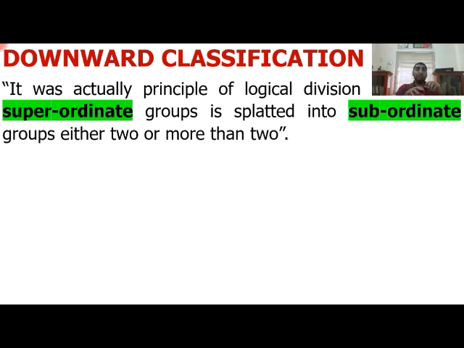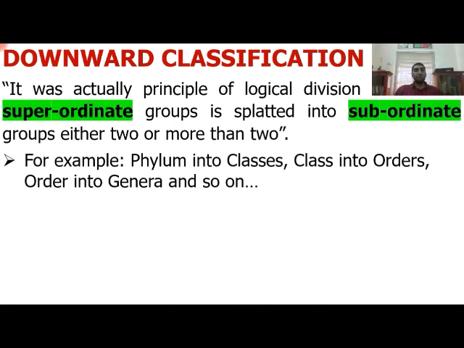Animalia is further divided into two main groups, vertebrata and invertebrata. Again, let's talk about the vertebrata. Vertebrata is again divided into five classes: class Pisces, class Reptilia, class Amphibia, class Aves, class Mammalia, and so on. Class Mammalia is further divided into orders, orders into families, families into genera, and genera into species. So we come from the top to the bottom, from domain and kingdom and so on down to the species level. I mean, phylum into classes, classes into orders, orders into families, genera, and so on.